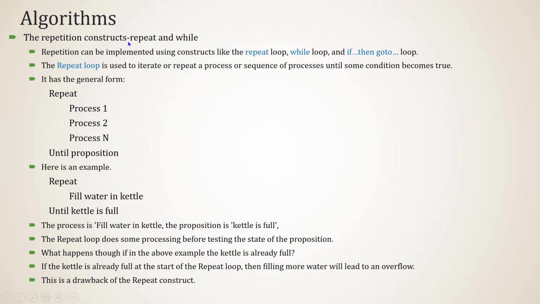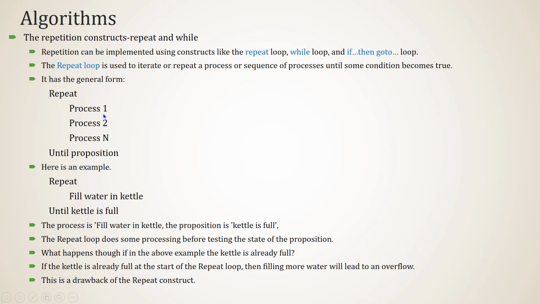The repetition construct, repeat and while. Repetition can be implemented using constructs like the repeat loop, while loop, and if then go to loop. I already told you some steps will be executed more than once. That can be considered as a repeat loop. The repeat loop is used to iterate or repeat a process or sequence of processes until some condition becomes true. It has the general form: repeat, process 1, process 2, process n, until proposition.